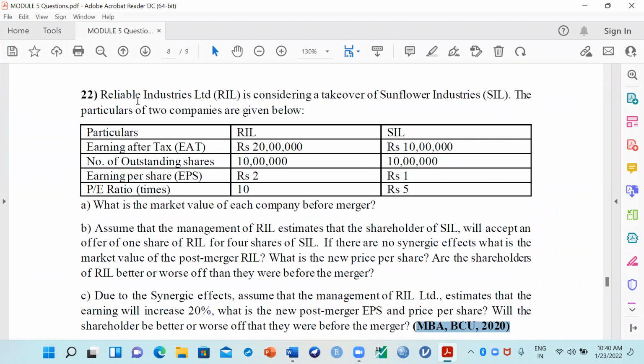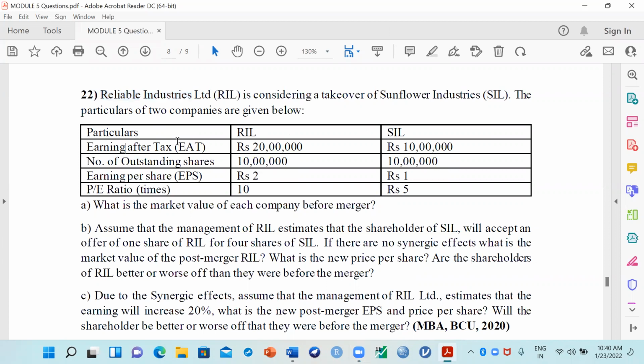Reliable Industries Limited is considering taking over Sunflower Industries. So Reliable Industries, RIL, wants to take over Sunflower Industries, SIL. The following information of the two companies they have given here, one is RIL and one is SIL.